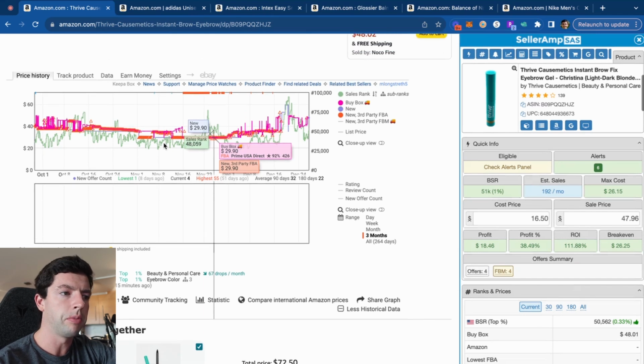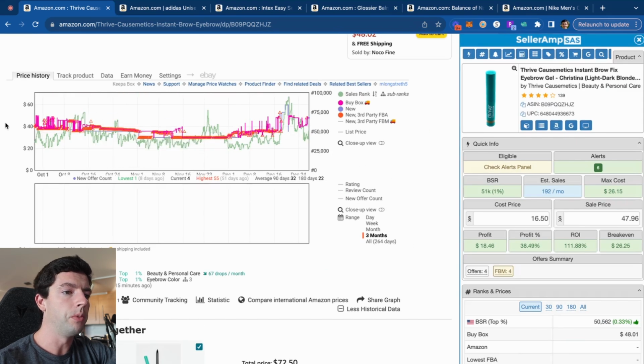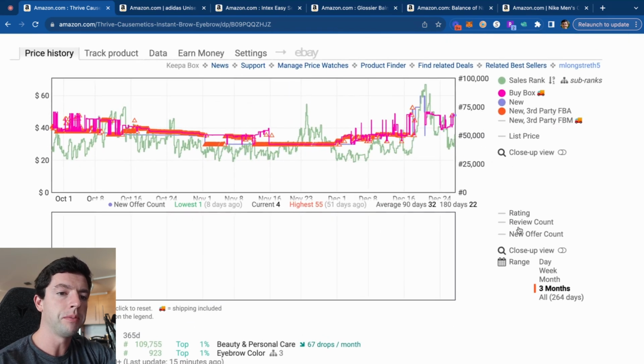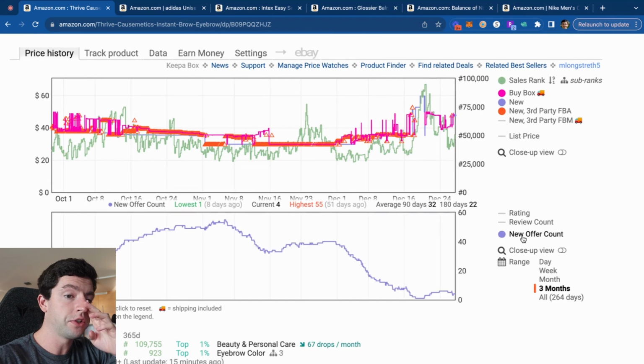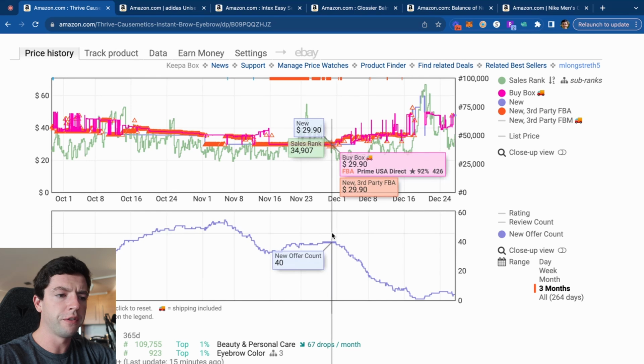But if you take a look at a product that has like a 5,000 sales rank, a fantastic sales rank, then it's probably going to have orange triangles all over, way more than we see on here. And then what we can also do is on this bottom chart, the new offer down here. So this is actually the competition on this product. So we can see, makes perfect sense.